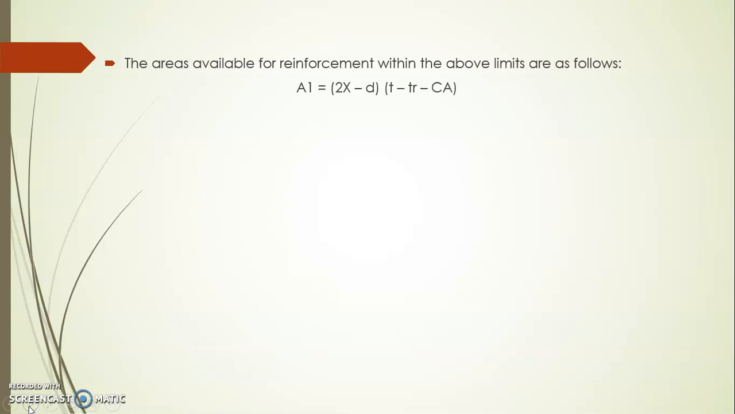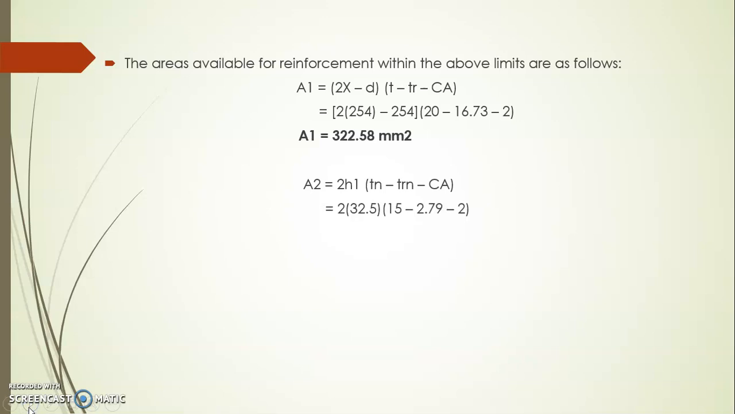A1 is equal to 2x minus d into bracket t minus tr minus ca. Therefore substituting the values, 2 into 254 minus 254 into bracket 20 minus 16.73 minus 2. Therefore A1 is equal to 322.58 mm square. A2 is equal to 2h1 into bracket tn minus trn minus ca. Therefore A2 is equal to 2 into 32.5 into bracket 15 minus 2.79 minus 2. Therefore A2 is equal to 63.65 mm square.